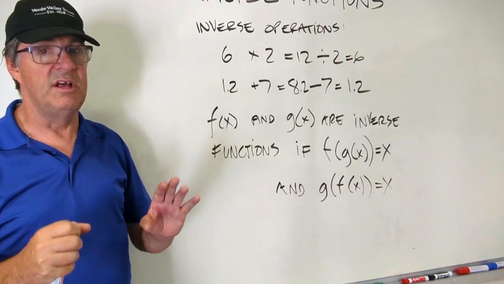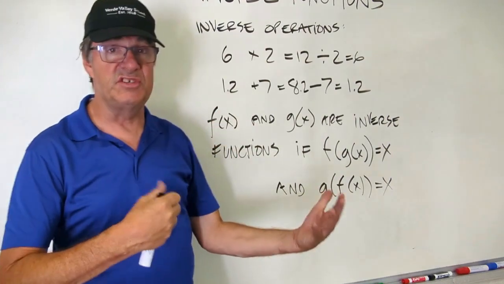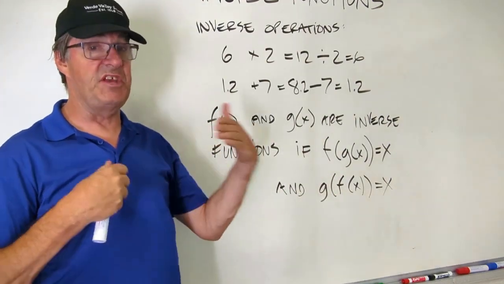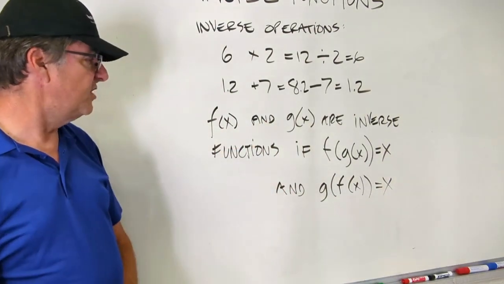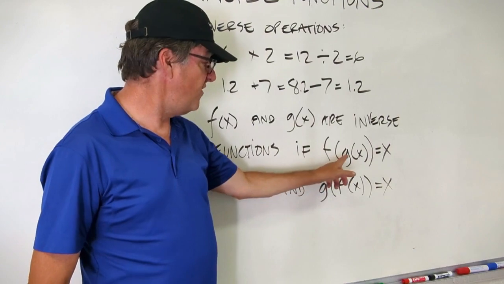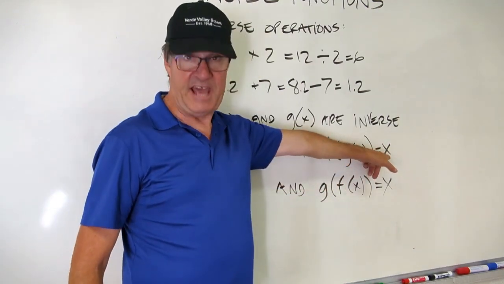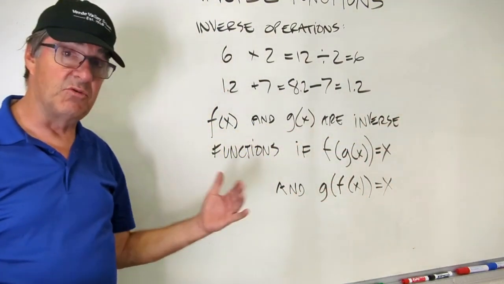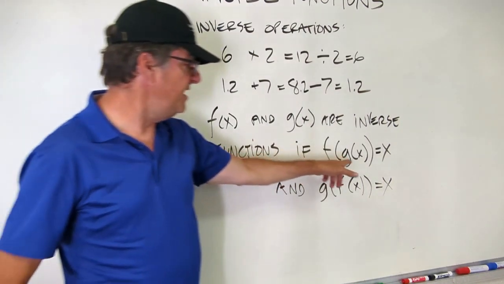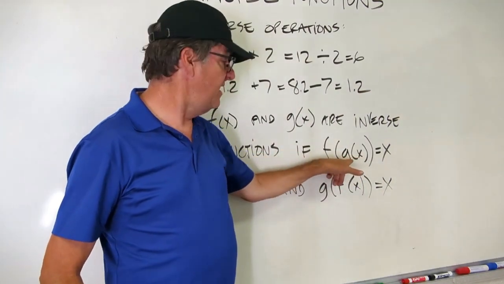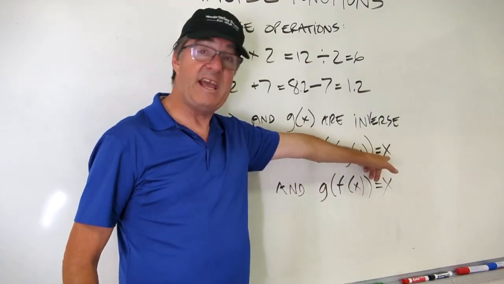It's really simple. Functions are inverse functions if one undoes what the other one did. So here we go. f of x and g of x are inverse functions if f of g of x equals x. And you saw in the last lesson, we had a last example that covered that. So basically what this would mean is that if I did g of x and then did f of x to that, I'm back at x.